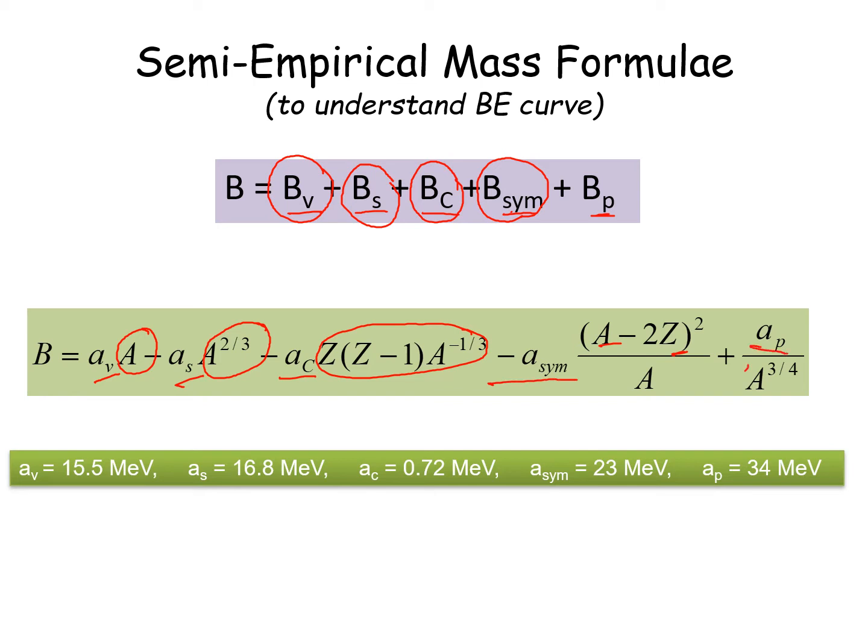These are the different constants. This AV is the volume constant. AS, this is the surface constant. This is the Coulomb constant. A symmetry, this is the symmetry constant. And AP, this is the pairing constant. So these are the constant values.